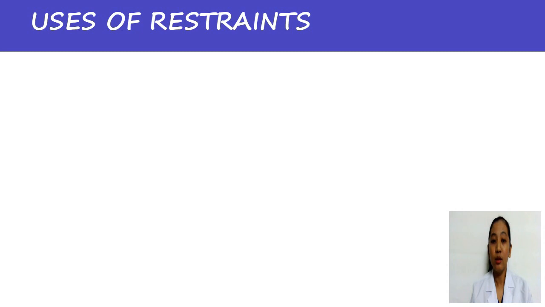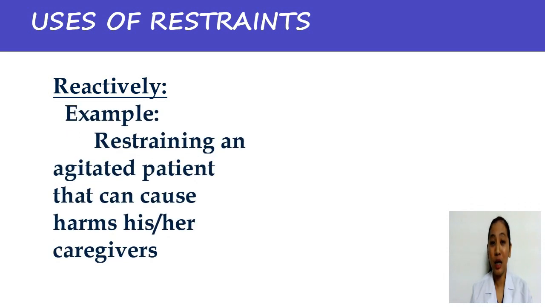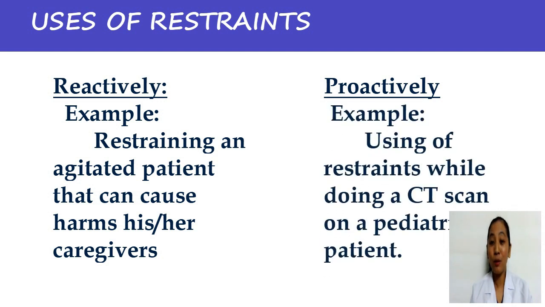As I have said, restraints can be used proactively or reactively. Reactively is the use of restraint in response to violence or to prevent harm. An example is restraining an agitated patient who can cause harm to his or her caregivers. Proactively is the use of restraint to support necessary treatment, or when an assessment has indicated that an individual is likely to pose risk to self or others. An example is using restraints while doing a CT scan procedure on a pediatric patient.